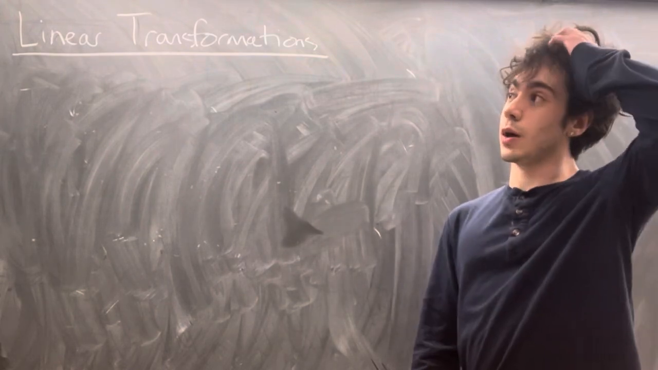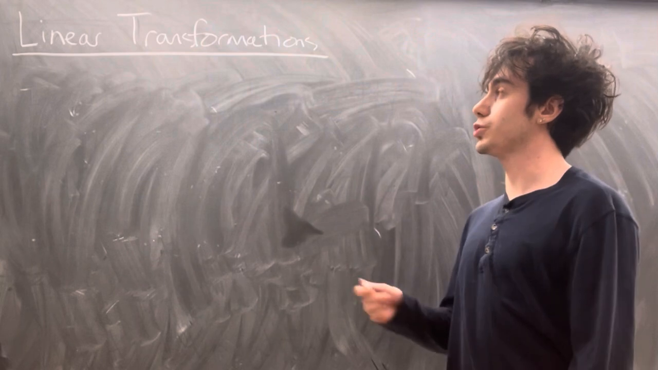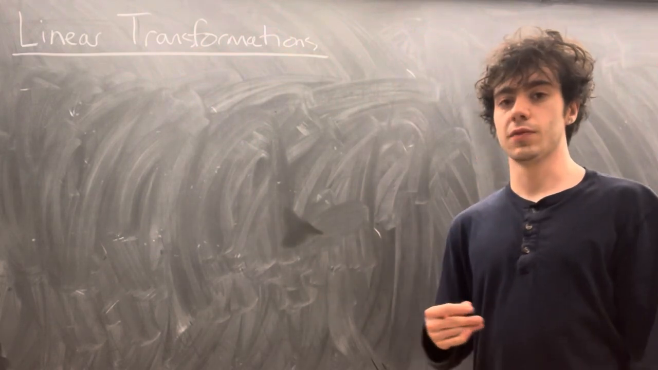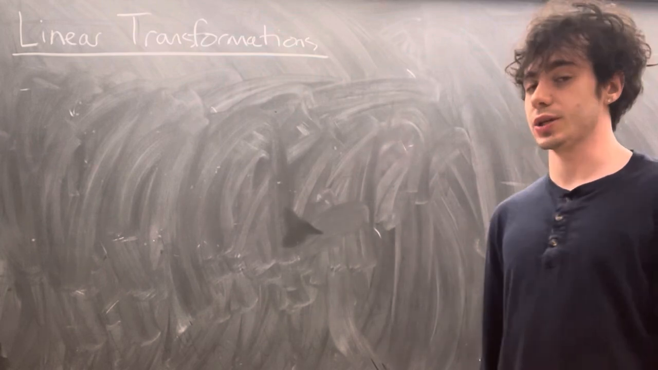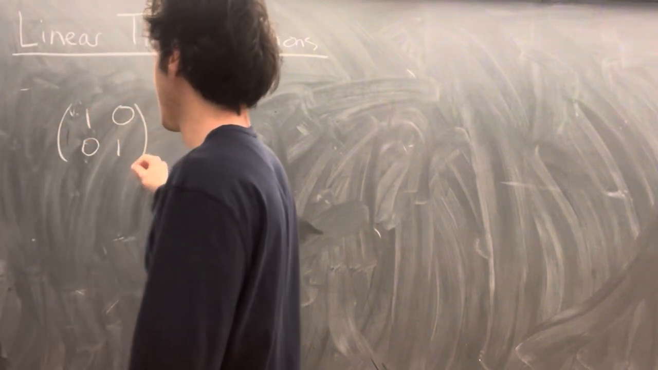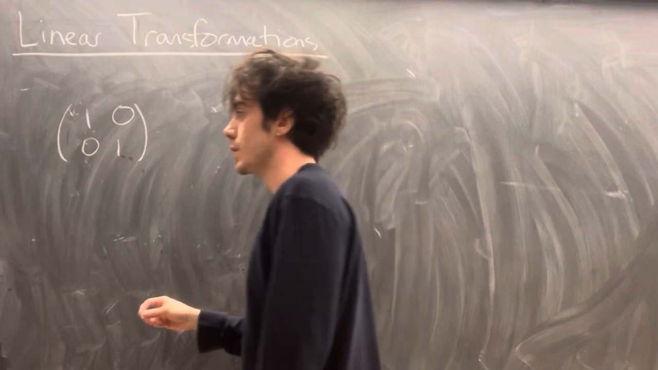So now I'm going to give an example of probably the most boring linear transformation, but just something to show that the conditions actually do hold for what we define a linear transformation as. So let's take the matrix [[1, 0], [0, 1]]. This is a linear transformation, so we can call this T.